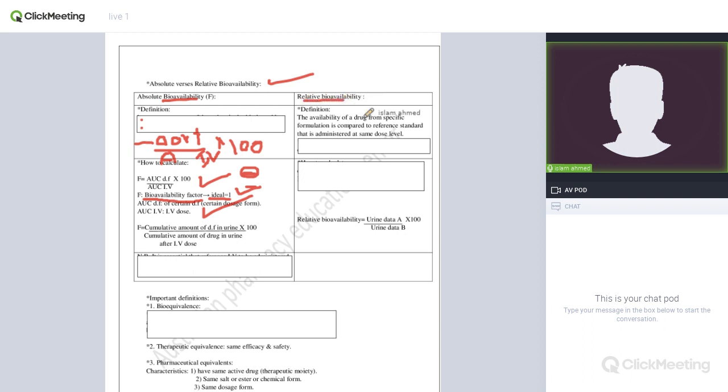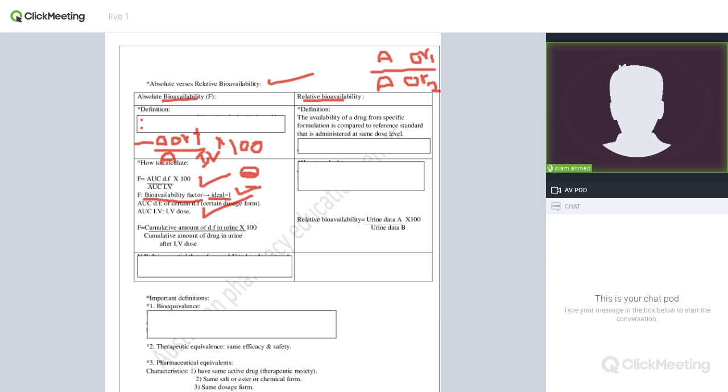Okay, so for the relative, we compare two different standards, meaning we have the area under the curve for oral 1 with the area under the curve for oral 2, for example. So that's called the relative bioavailability: the availability of the drug from a specific formulation compared to a reference standard administered at the same dose level. Okay.